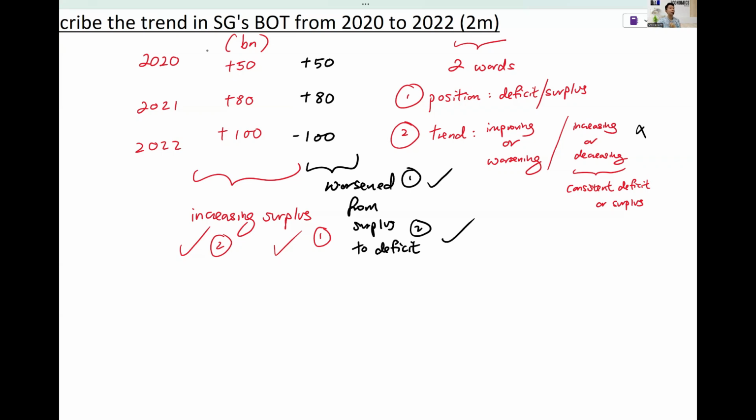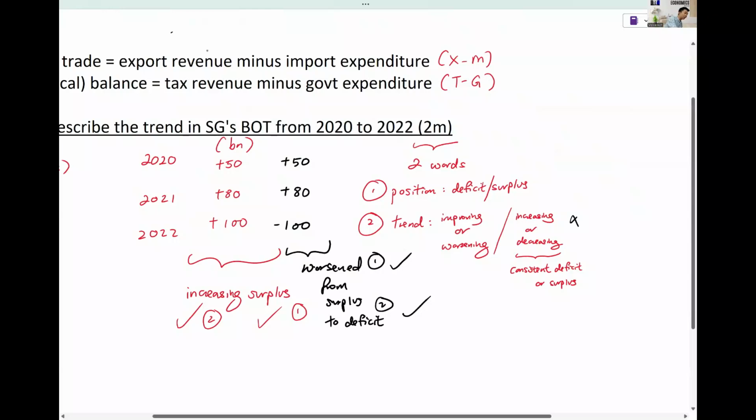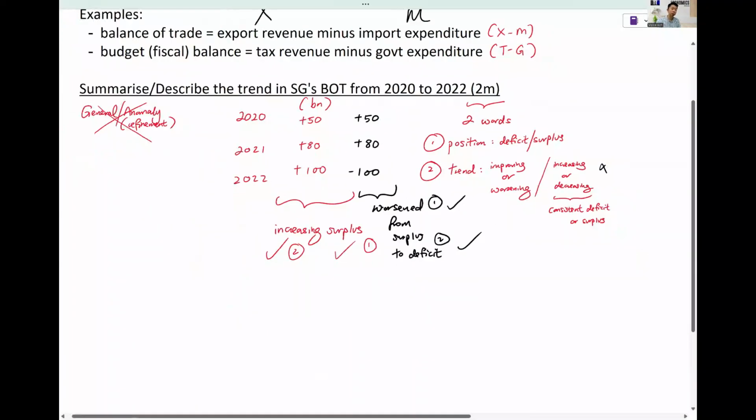Then you might ask, can it get harder than this? Yes. How? Maybe the statistics will give you export revenue in one column, import expenditure in another column. Then you have to manually calculate what's your balance of trade. Okay? So you have to punch into your calculator. That's about it. Okay, otherwise, the skills are always the same.